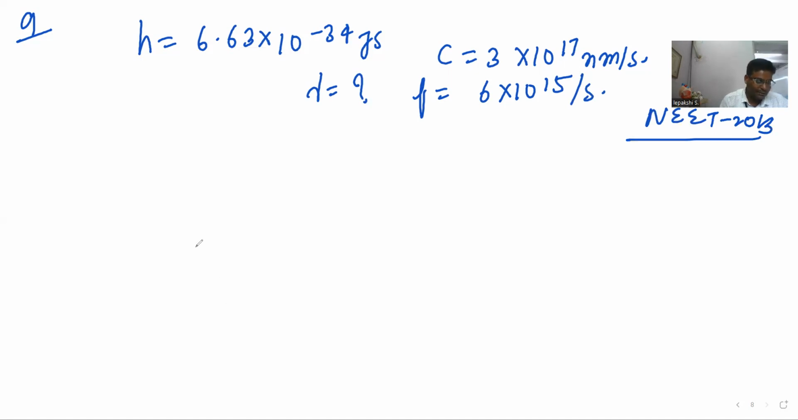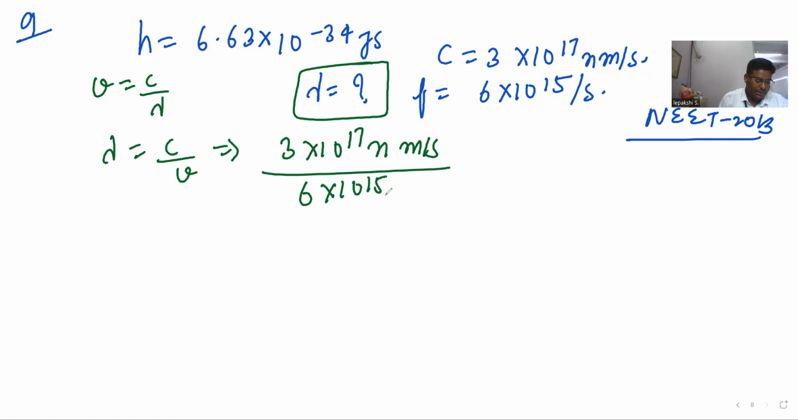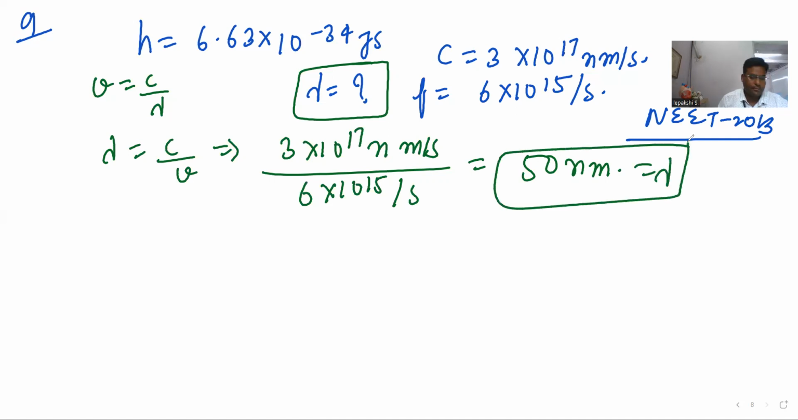So let's see the explanation of ninth one. As we know, nu is equal to c by lambda. So lambda will be equal to c by nu. So put the value and get the answer. Very easy to find the lambda value. So c value is given, that is 3 into 10 raised to 17 nanometer per second divided by frequency. Frequency is how much? 6 into 10 raised to 15 per second. So it will be equal to 15 nanometer. So this will be the answer for it. It is asked in 2013.